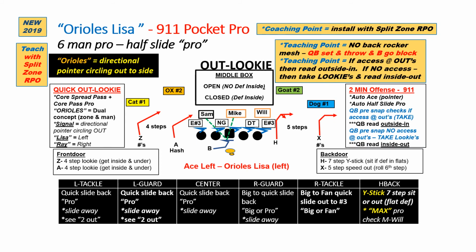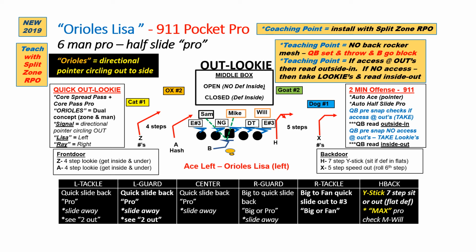What we prefer to do with our quick pass is this split concept route called Orioles, where we get a man beater to the left running the lookies we just did, and then we get a zone beater to the right running double outs. Again, we use our ANA principle where the quarterback is going to see where he has access. If he has access to the zone side, then he'll go with that, reading outside in, X to the H. If he does not have access to either side, then we'll go with the man beater and the lookies to the left, and he'll read inside out.